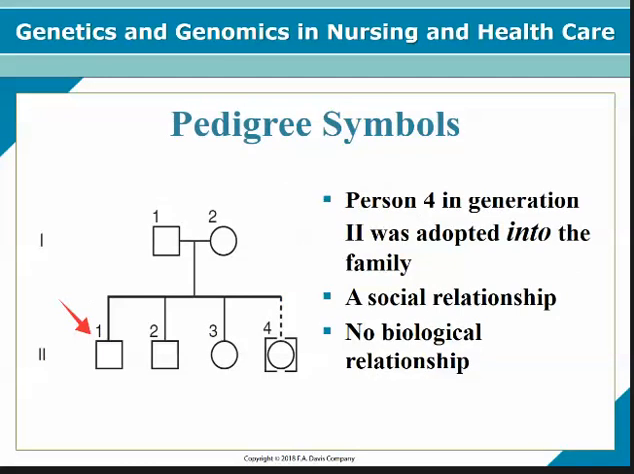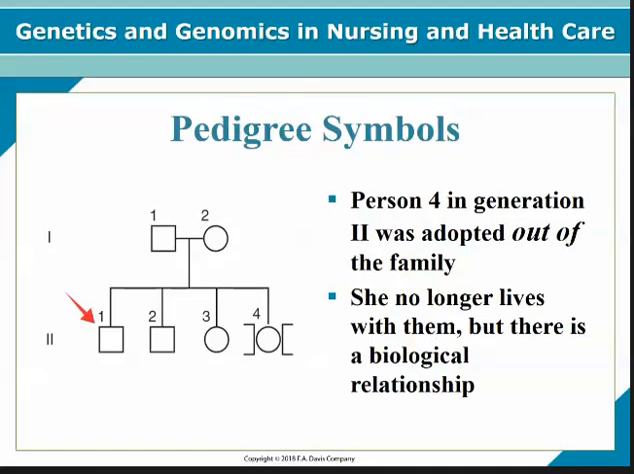In this pedigree, person 4 in generation 2 was adopted into the family. So you see the dotted line there. There's no biological relationship, but there is a social connection. And in this pedigree, person 4 in generation 2 was adopted out of the family. So this is a person that no longer lives with them, but there is that biological relationship there, and that's indicated with that symbol.